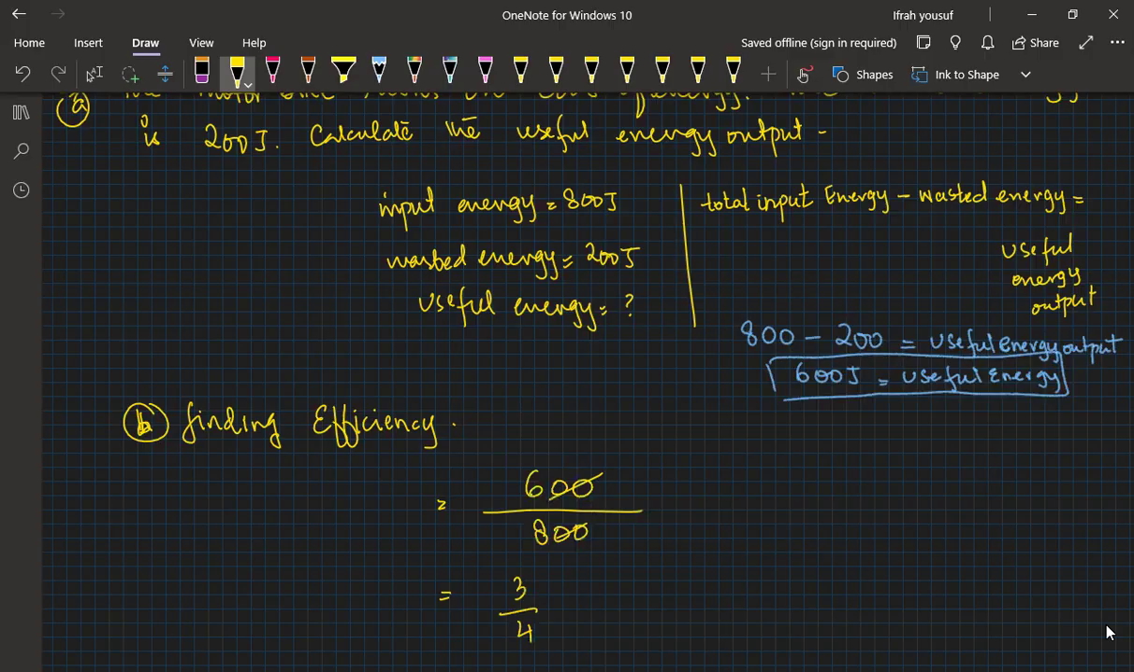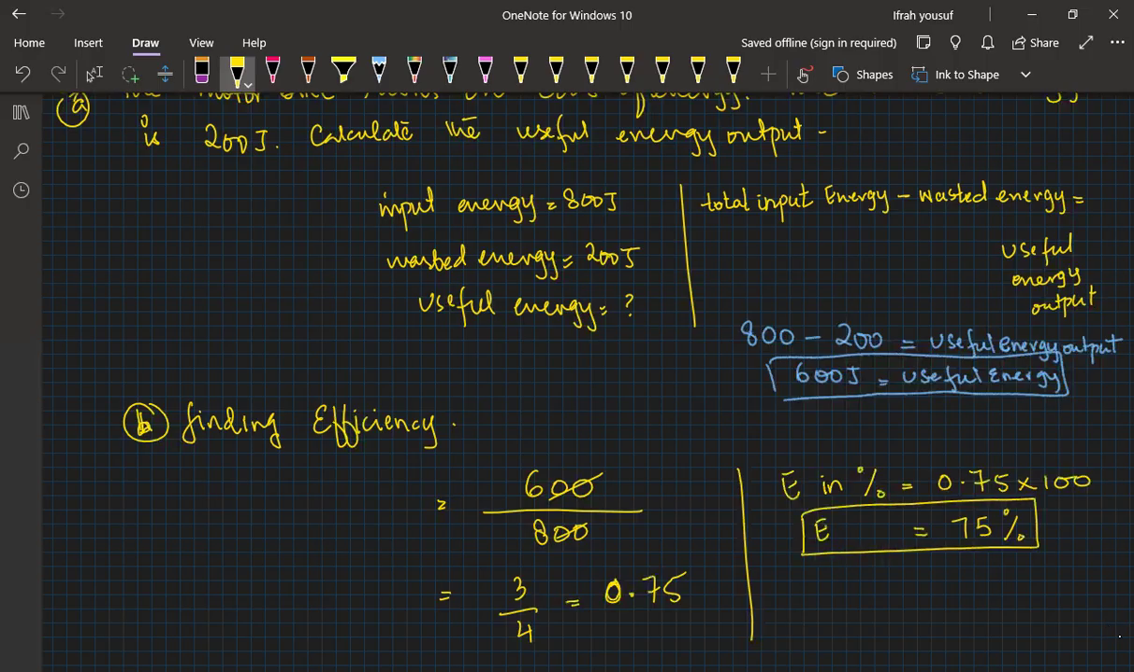But we can write it in decimal, so it is going to be 0.75. Clear? Secondly, can we convert efficiency into percentage? Yes, so we have to multiply with 100. So it is going to be 75%. So the motorbike is 75% efficient. Clear?